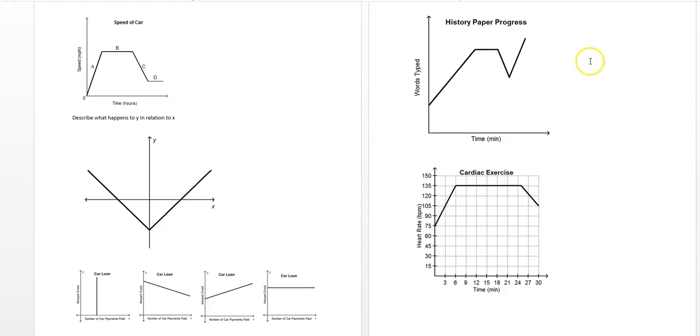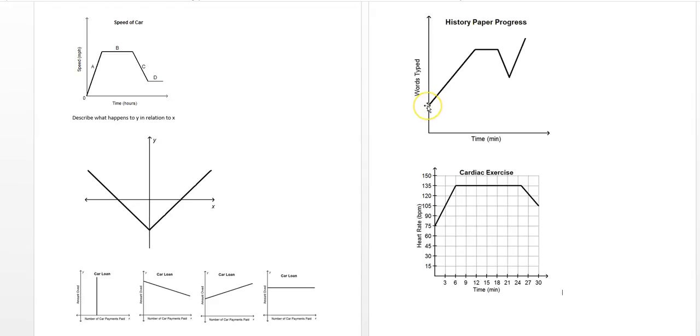Let's look at this one. Here's another story. If you're taking a history class at the same time that you're taking this math class, this could apply to you. This student drew this graph to describe what happened in writing their history paper. The words typed are here, the time is here, and the starting point is here. The starting point is not at 0.